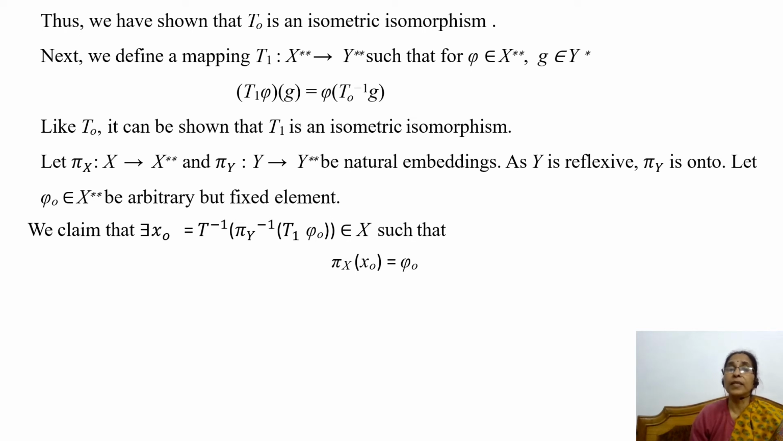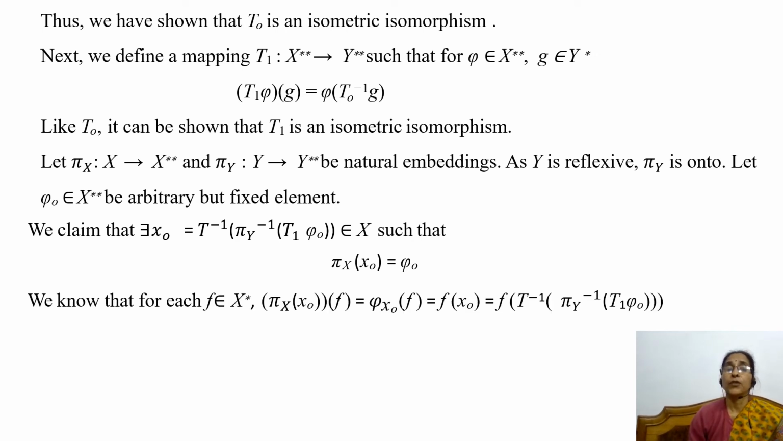And since T is a mapping from X to Y, T inverse is a mapping from Y to X, and so T inverse of pi y inverse of T1 phi naught must be an element of X. So this x naught is an element of X, but we want to show that the image of x naught under pi x is phi naught.